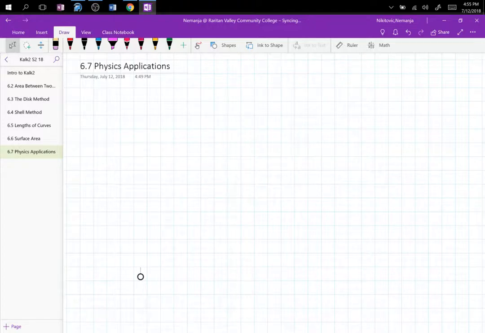Hello and welcome back to Calculus 2, section 6.7, applications of integration. So we're talking about physics. We're going to first take a look at density and mass, and we'll take some problems with work, which will involve force, and so on.